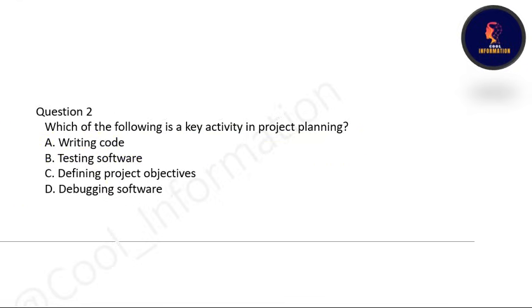Okay. Next one. Which of the following is a key activity in project planning? So writing code, defining project, testing software and debugging software. All these three are not a key activity. Defining project objectives is the key activity in the project planning. Next question.